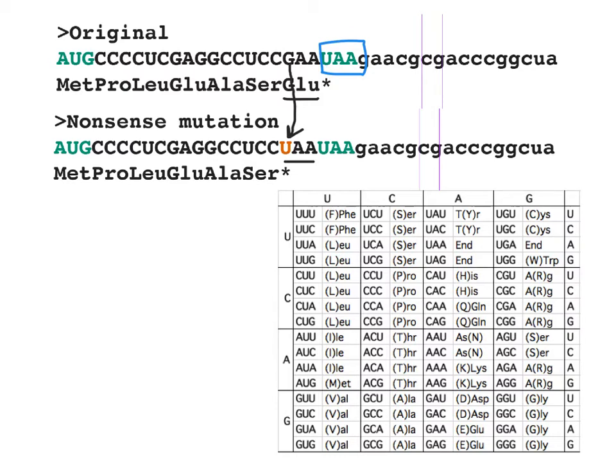It depends on where the stop codon occurs in the protein. If this mutation had been somewhere else, it could have had a much bigger effect by truncating the protein much earlier in its sequence. So this one may be mild. Lose one amino acid at the C-terminus of the protein.